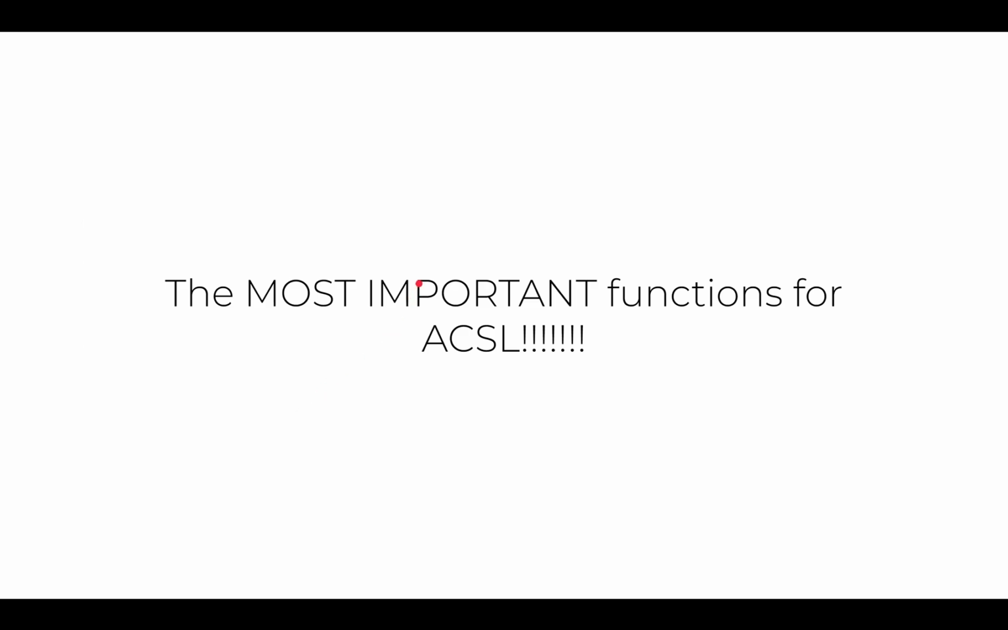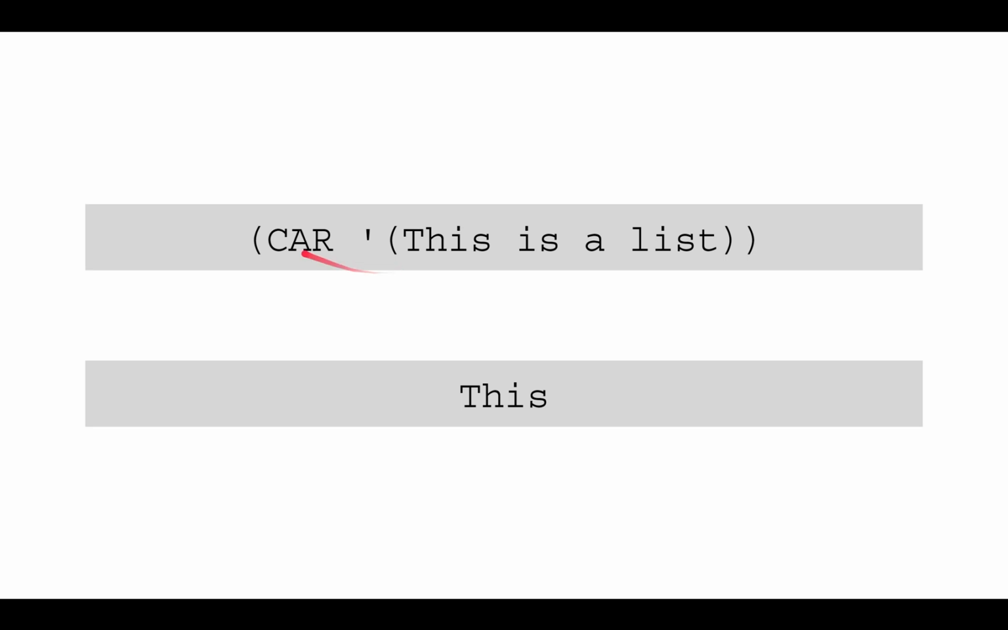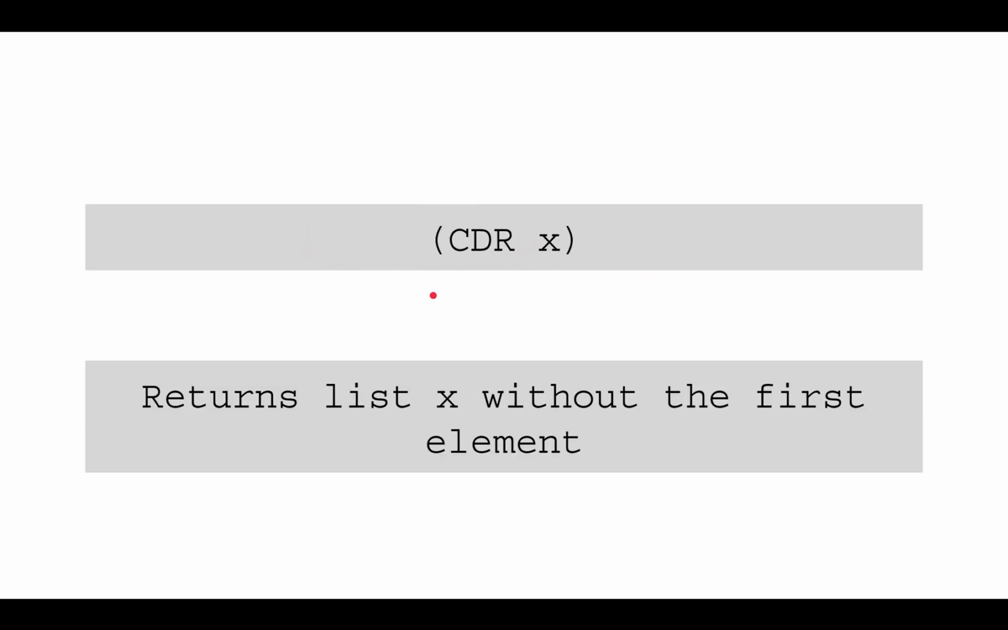So the following are the most important functions for ACSL. The first function is car, and this returns the first element of a list X. So if we have car and then X here, which is going to be a list, this returns the first element of that list. So for example, if we have car and then this list, it will take the first element, which is just this.